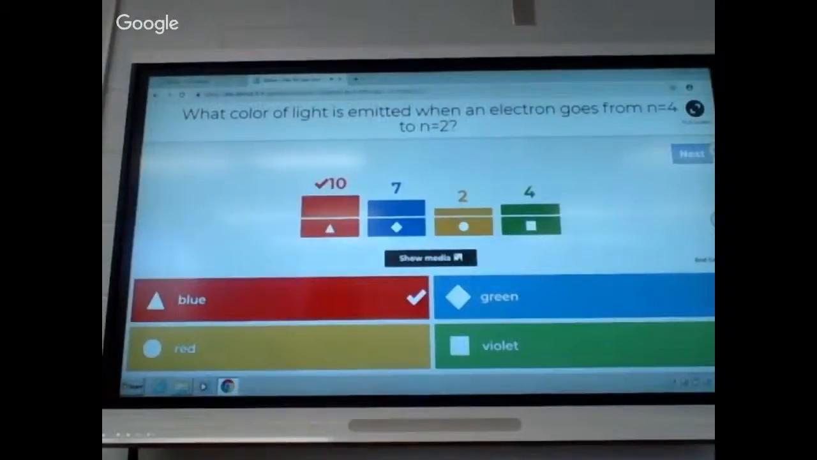So when you look up 4 to 2, 4 to 2 has what number? Great try. 486, so 4.8 would be blue. Don't start the next one.